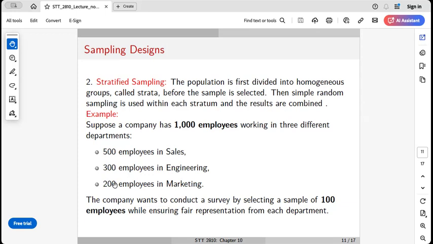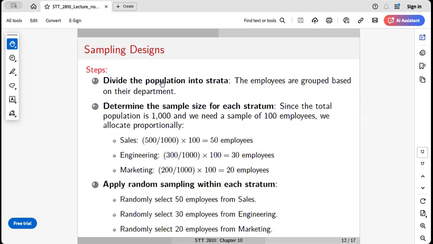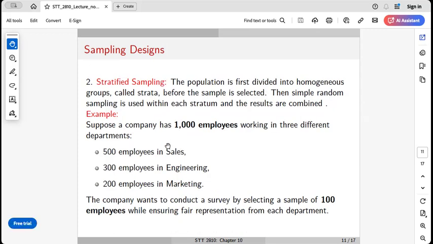So to select 100 people, to ensure there is a fair representation from each department. So you see, for stratified sampling, we have 3 departments here: sales, engineering, and marketing. And we want to select 100 employees. So to do that, these are the steps. We first divide the population into strata. So here we divide the population into their departments. Is that okay?